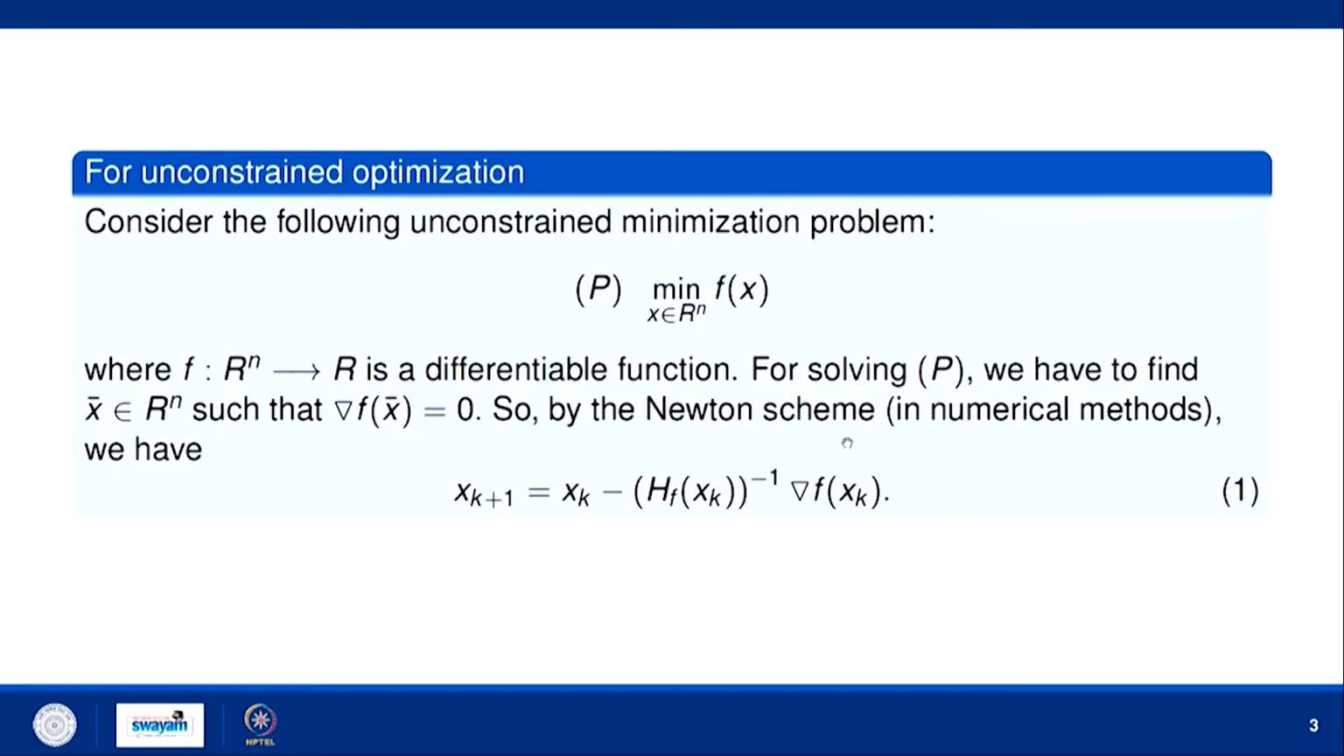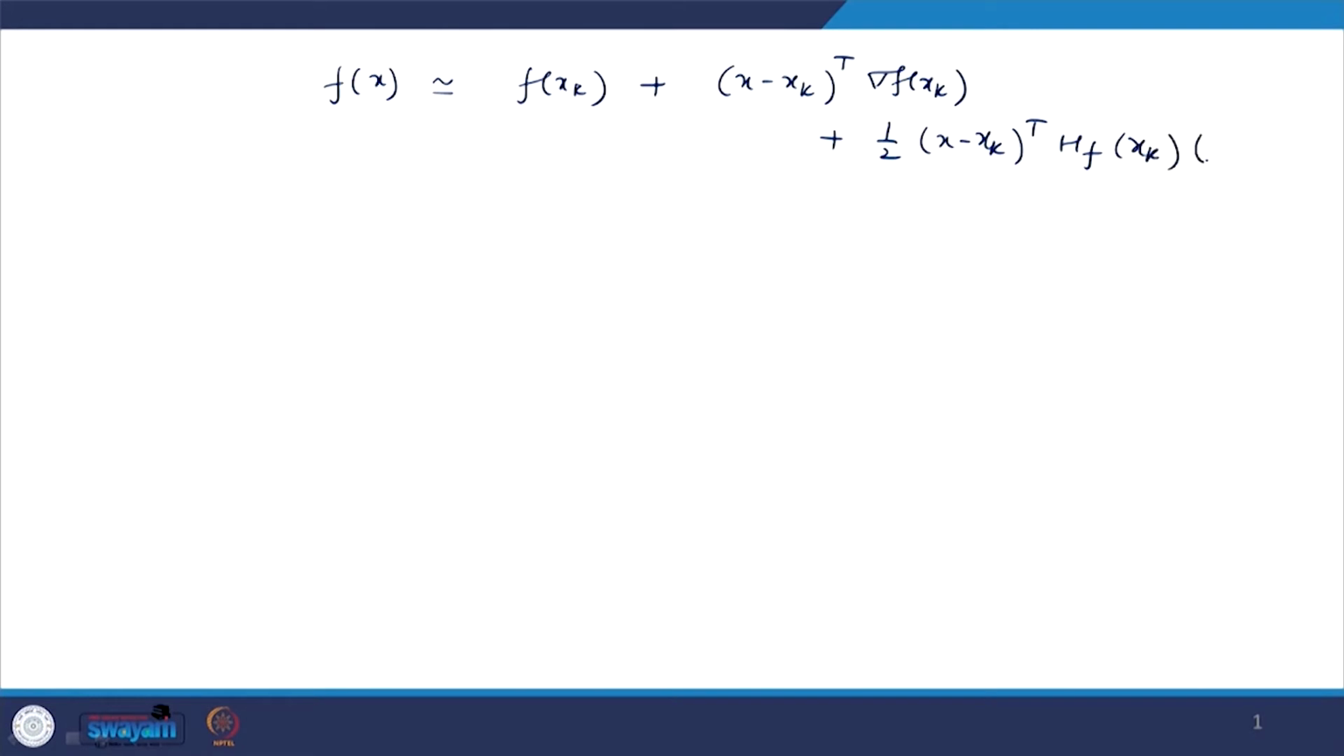Now, how do we arrive at this recursive formula, how do we obtain this? The derivation is quite easy. So, let us see. Suppose you approximate this f x by the Taylor series as f x k plus x minus x k whole transpose gradient of f x k plus 1 by 2 x minus x k whole transpose Hessian matrix of f at x k into x minus x k. So, we take a quadratic approximation of this function by the Taylor series expansion. Now, what do we want? We want that x where gradient of f x equals 0.